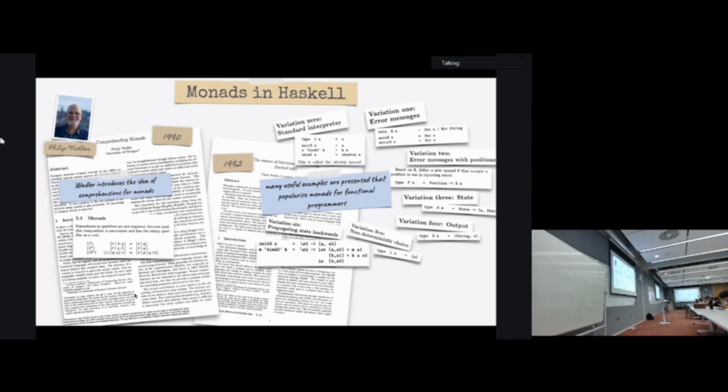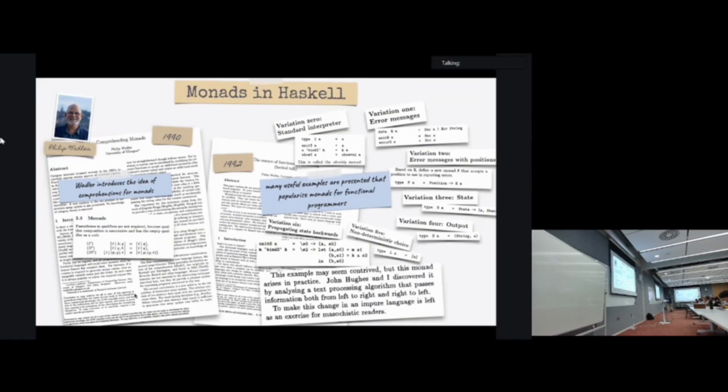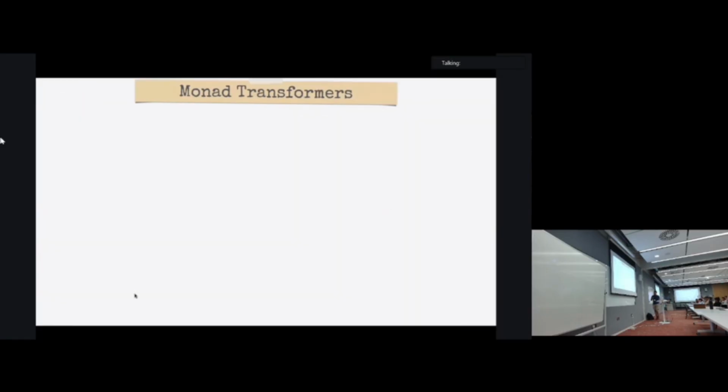This is called the TARDIS monad, where you do set going backwards. And he says the TARDIS monad has a strange name because it's like the Doctor Who series where you play around with time and weird things happen. And he was like, oh yeah, it seems contrived, but it arises in practice. John Hughes and I discovered it by analyzing a text processing algorithm that passes information both from left to right and right to left. And so even monads that mess around with the sequence of time turn out to be useful in weird and wonderful ways.